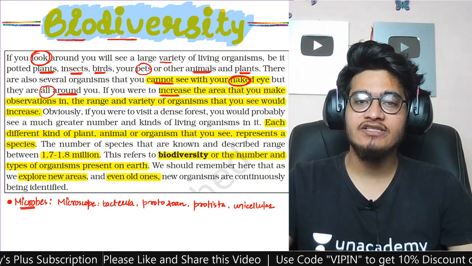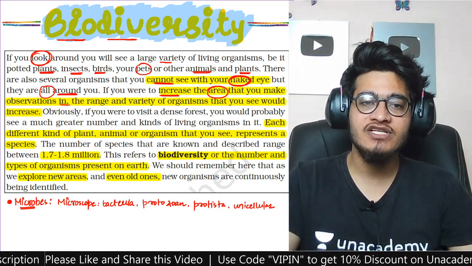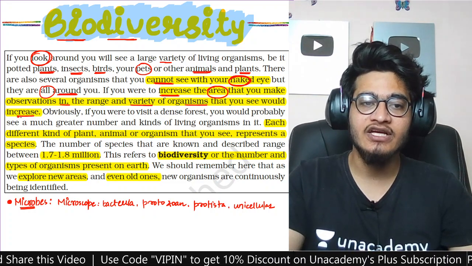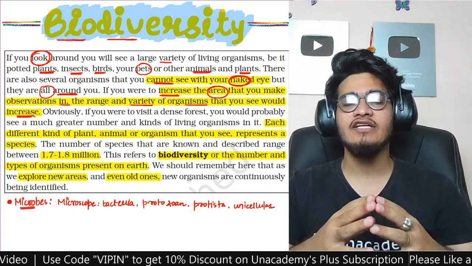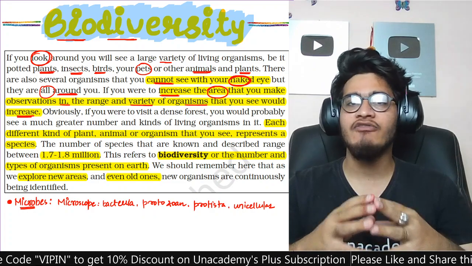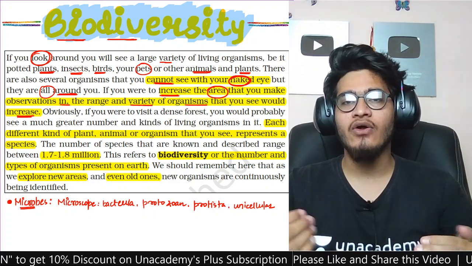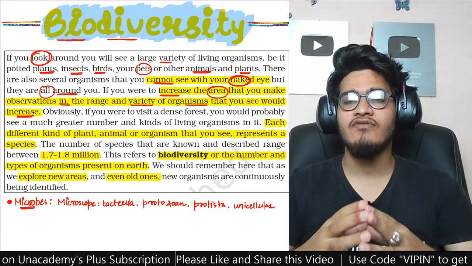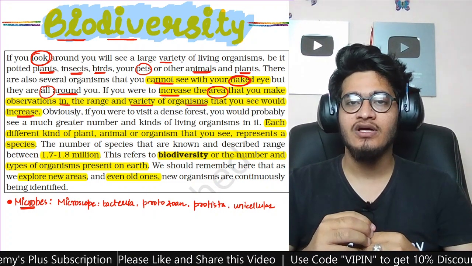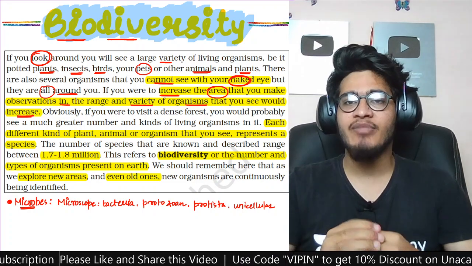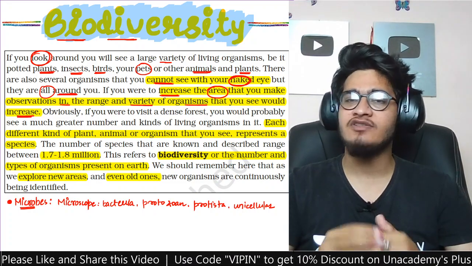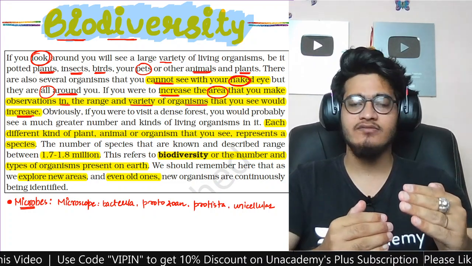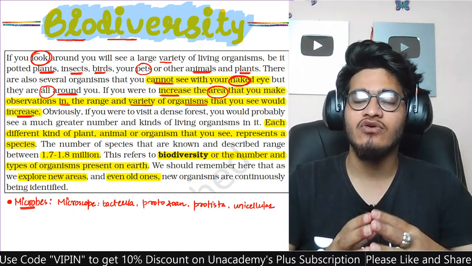If you were to increase the area that you made observations in, the range and variety of organisms that you see would increase. It is a very basic thing and very easy to understand. Let's say I live in Haryana, in a colony called Keshav Nagar. Let's say I am depicting everything of Keshav Nagar on a page. I take a paper and a pen and make a list of all the species that I have found in my locality, Keshav Nagar. And I will get, let's say, 40-50 different species over here.